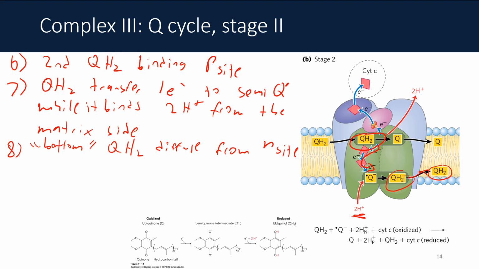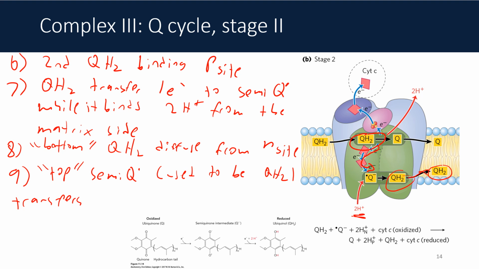Step 9. The top semiquinone, which used to be QH2, it's now a Q dot, transfers the second electron to a new cytochrome C. Right over there.